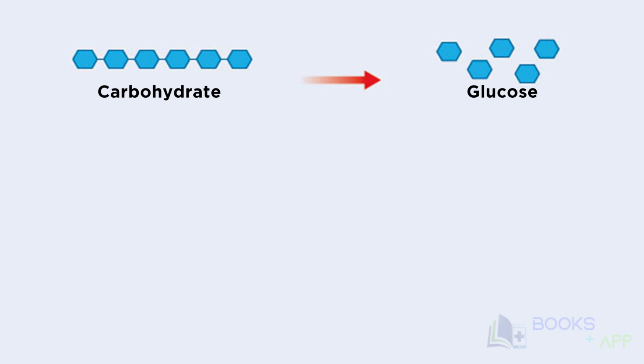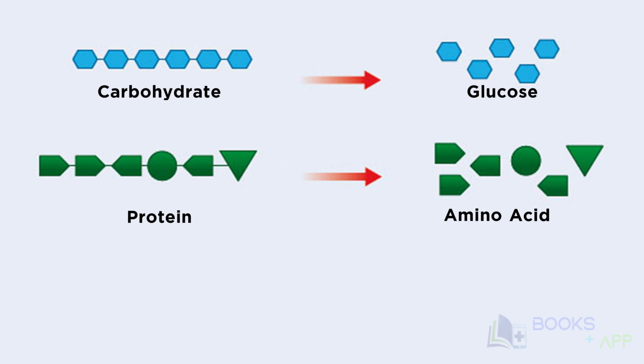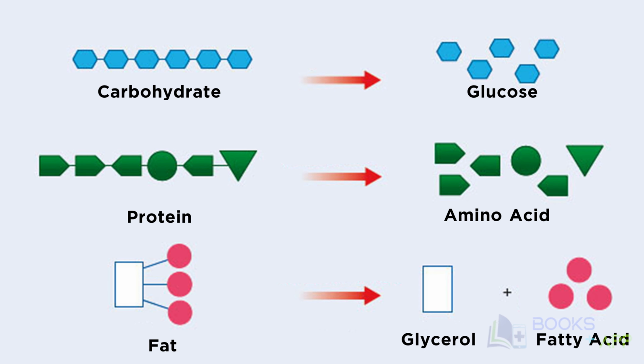So, in summary, carbohydrates will be broken down into the simplest form called glucose, whereas proteins will be digested to amino acids, and fats will be converted to fatty acids and glycerol.